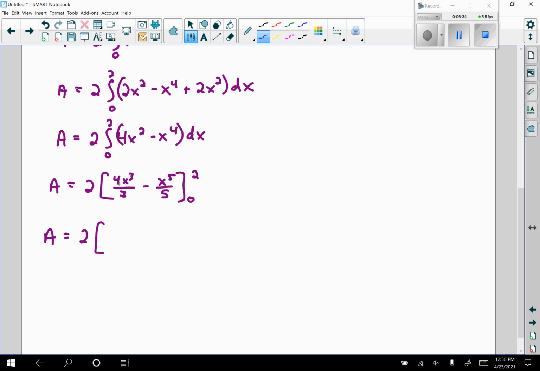So this will become 4 times 8, so we'll get 32/3 minus 32/5 minus 0. And I'll leave you guys to figuring out the common denominators here and adjusting the numerators, but this leads to the final answer of 128/15 square units.